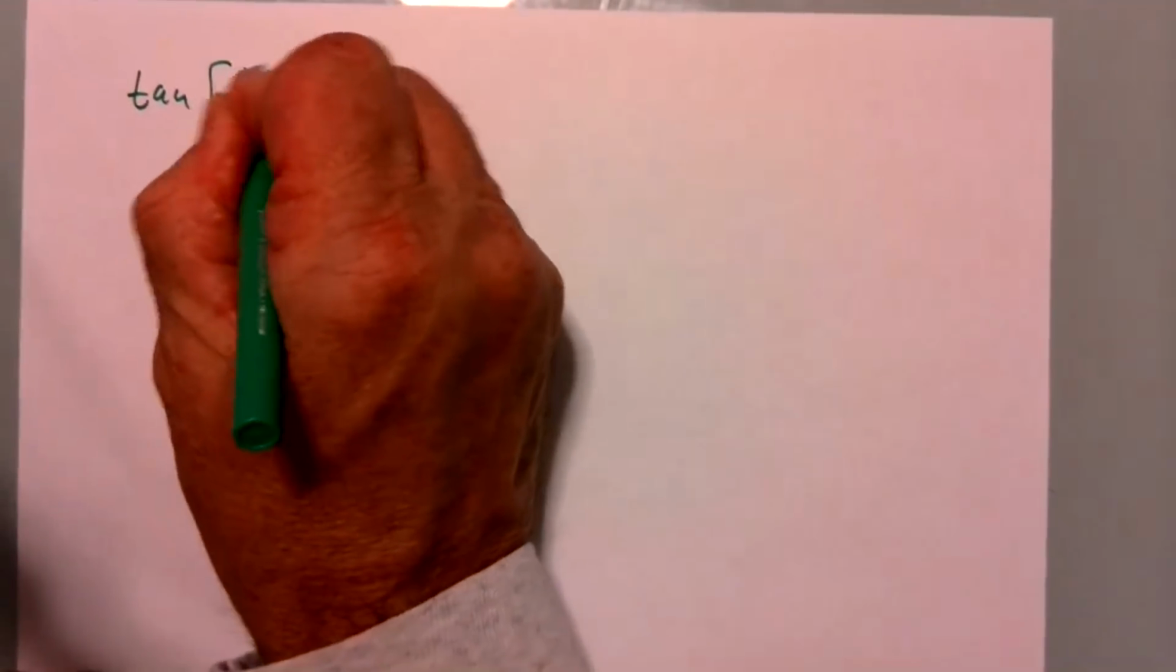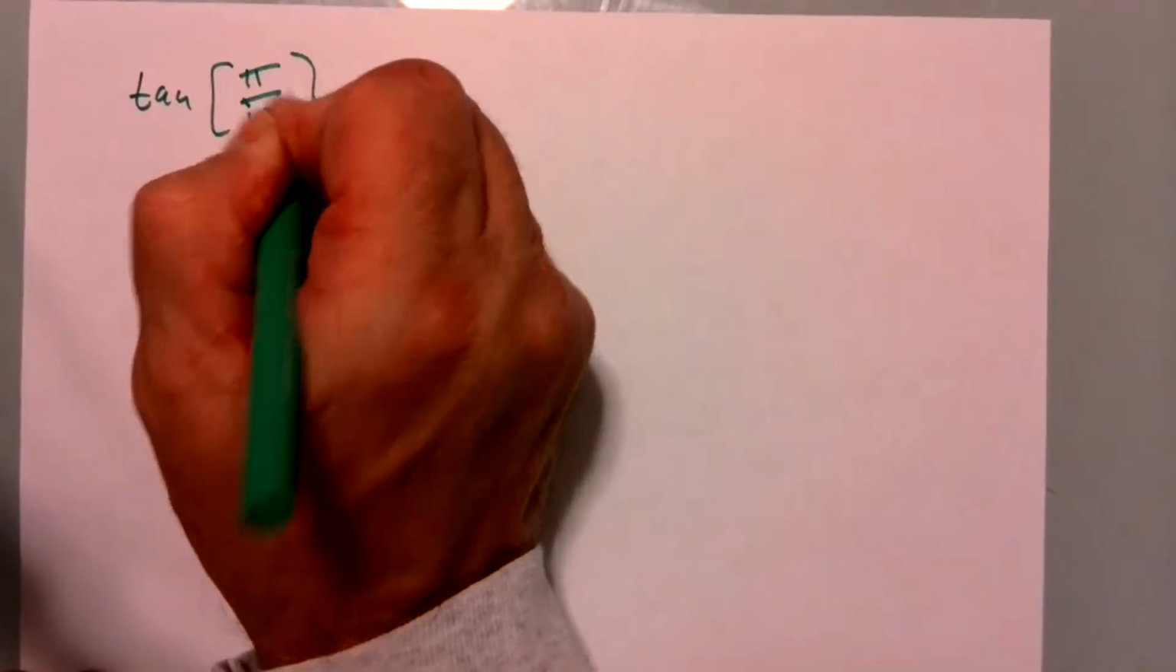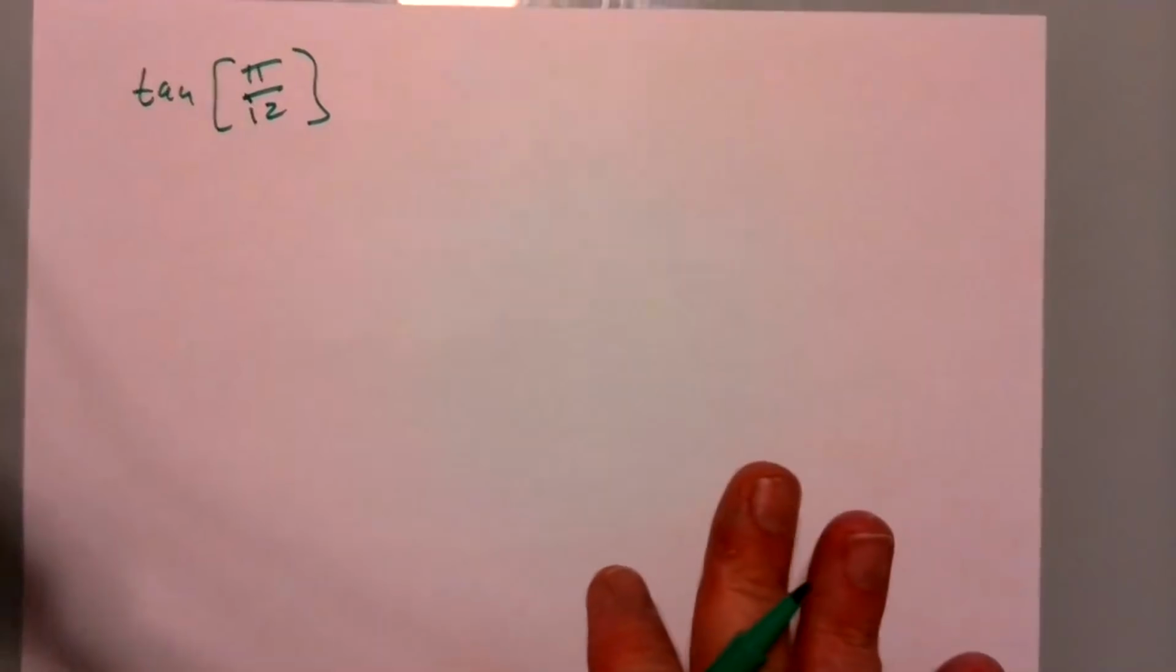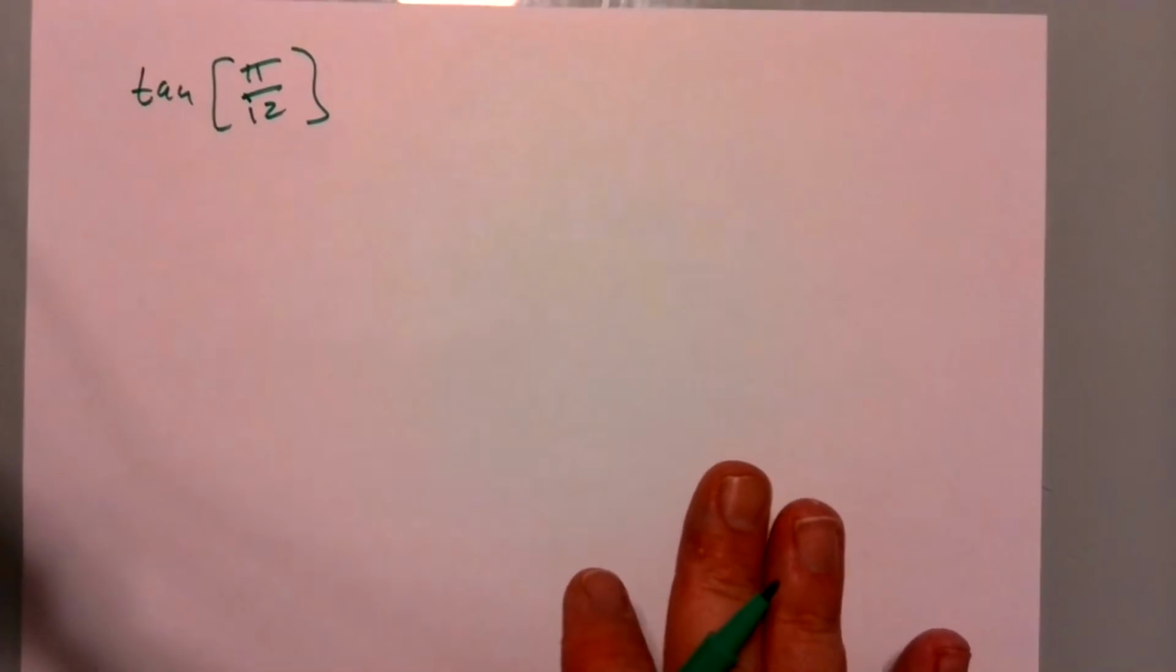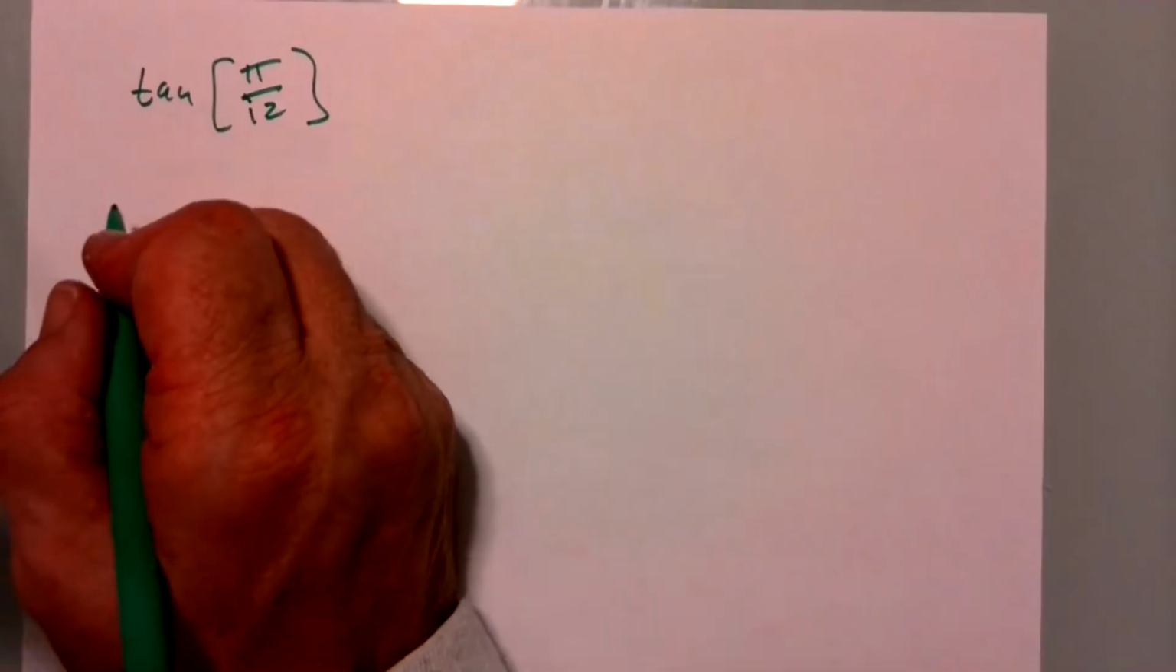What does the tangent of pi over 12 look like? As I try to get this paper centered nicely. Tangent of pi over 12. Now, you might be able to do this as a subtraction question, but I think it makes more sense to do a half angle argument.